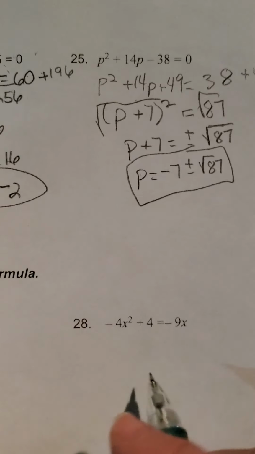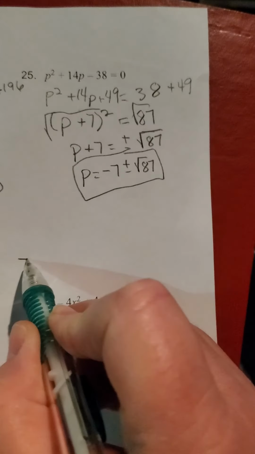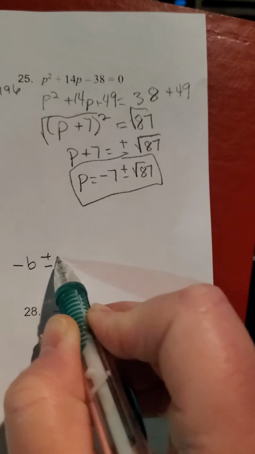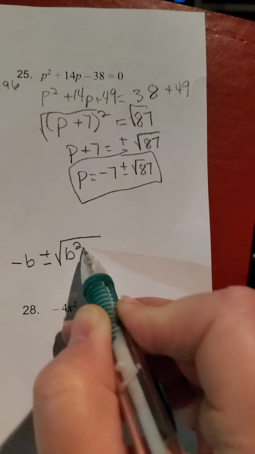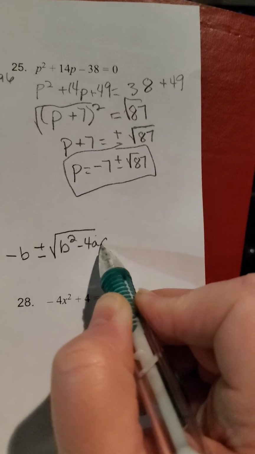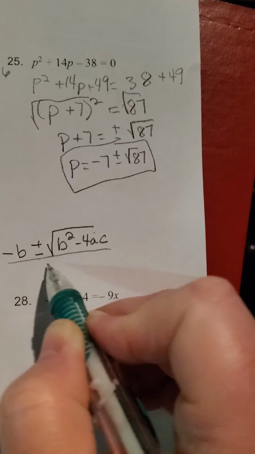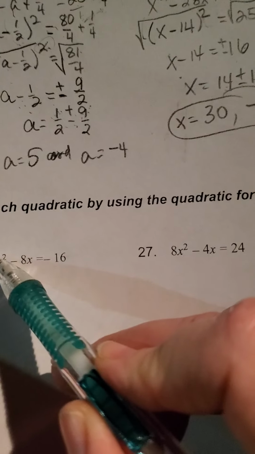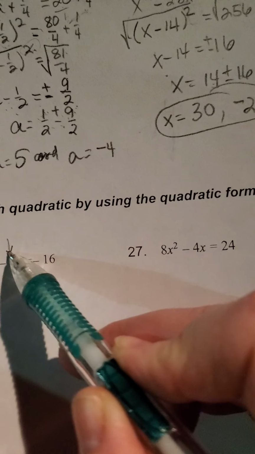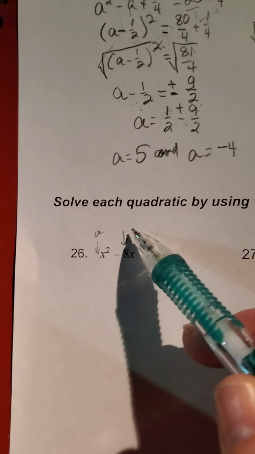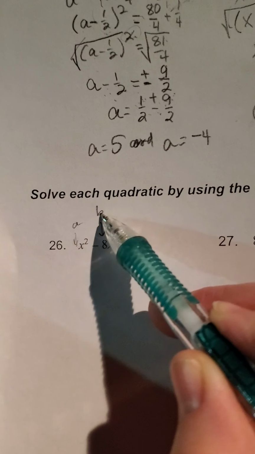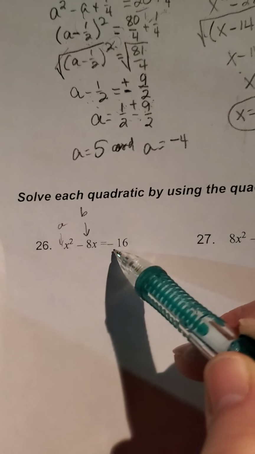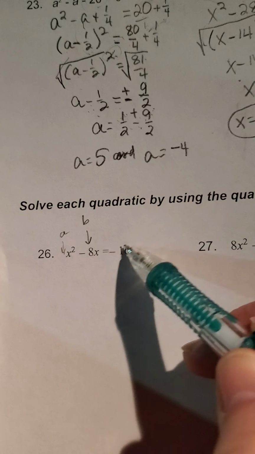So just for a reminder, the quadratic formula is the opposite of b plus or minus the square root of b squared minus 4 times a times c, and all of that divided by 2 times a. Okay? That's the formula that you need to use. So we come back over here and we remember that the number in front here is your a, the number in front of the x, with no exponent, is your b, and the number with no variable is your c.